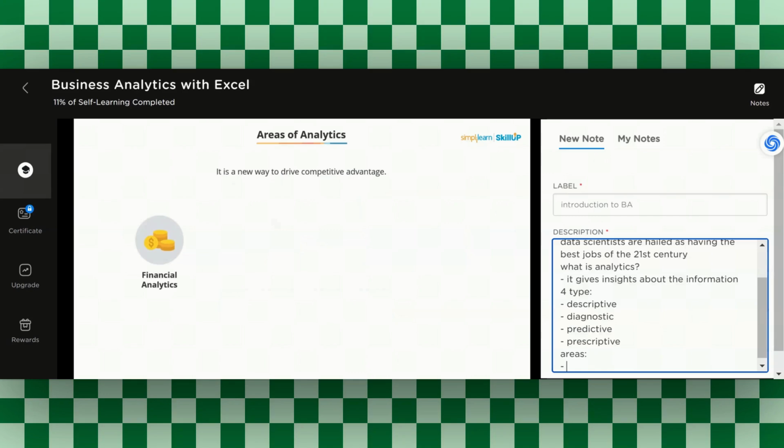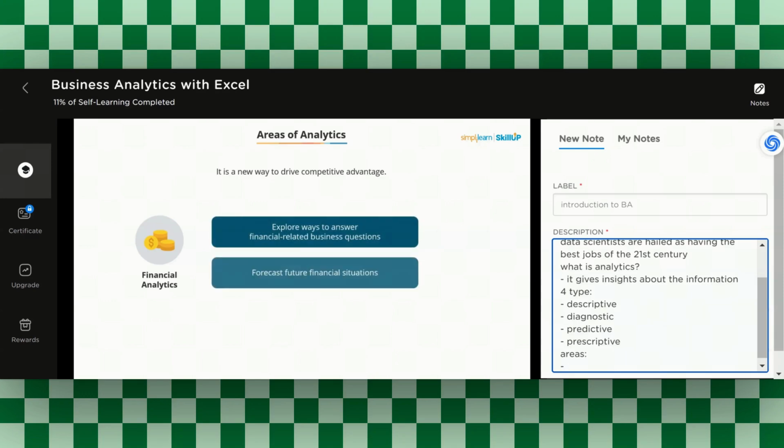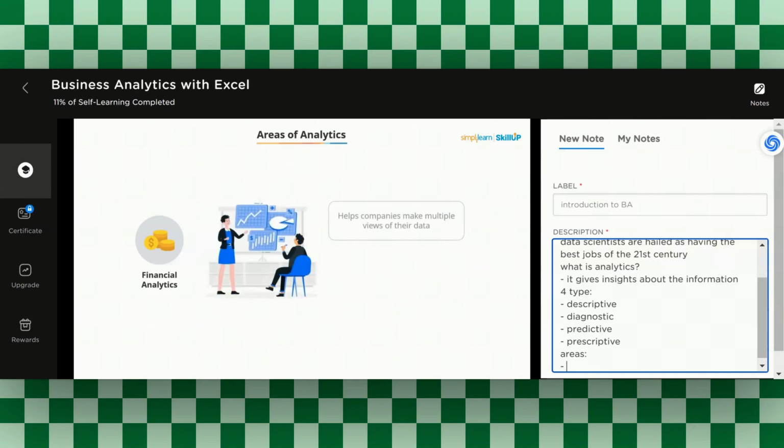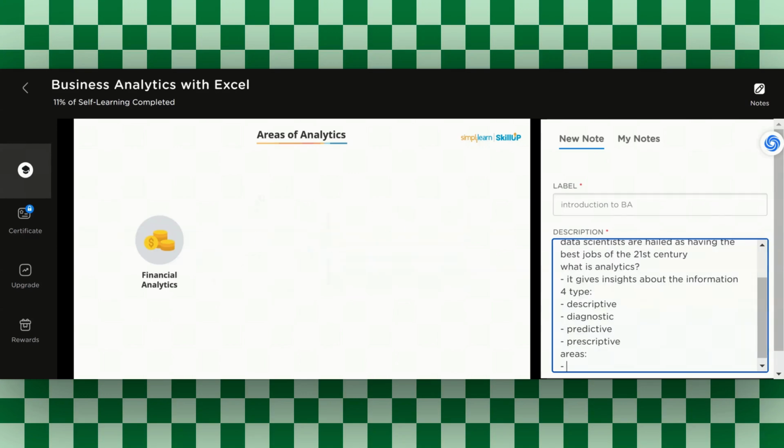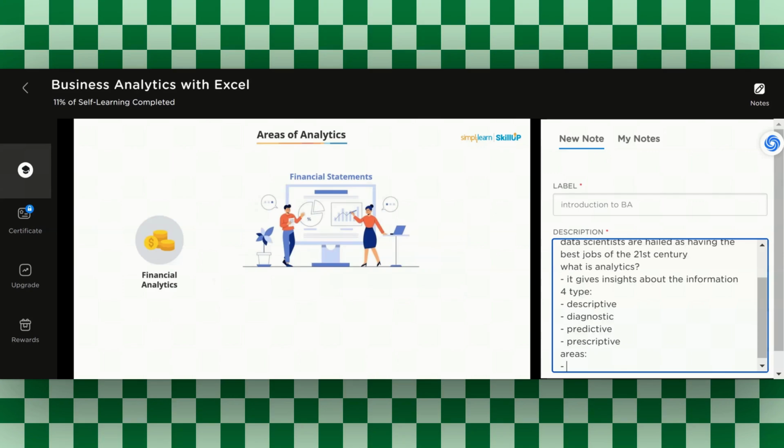Financial analytics. This type of analytics is a new way to drive competitive advantage. It helps financial executives explore different ways to answer specific financial-related business questions and forecast future financial situations. In today's dynamic business environment, financial analytics helps the finance function to bring greater value to the organization. Financial analytics helps companies make multiple views of their data and derive insights that will help them take the necessary actions. For example, consolidation of financial statements.